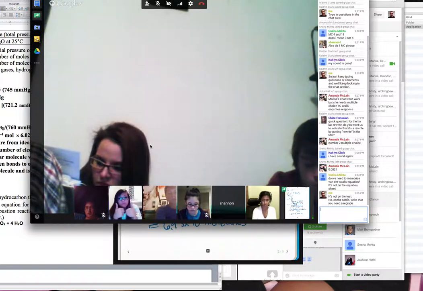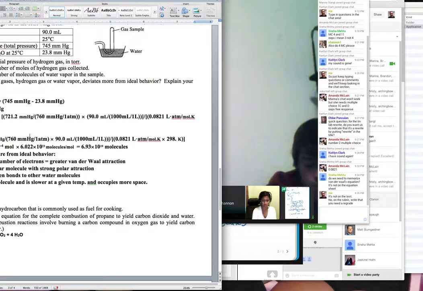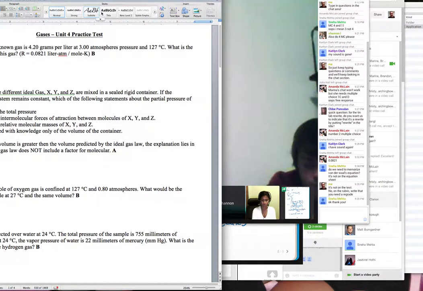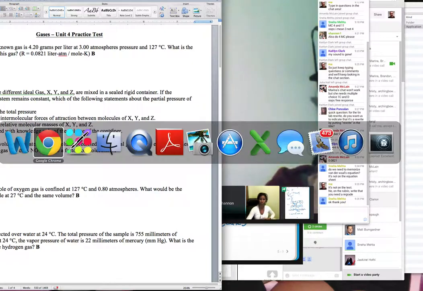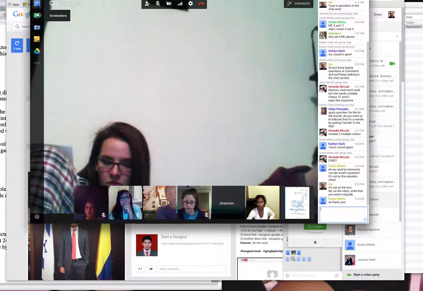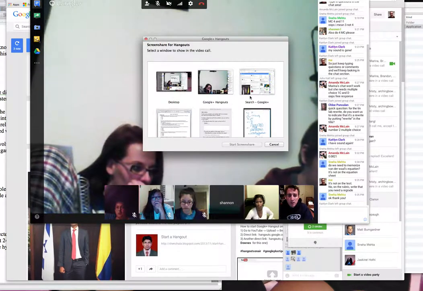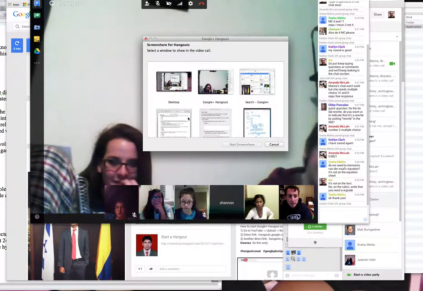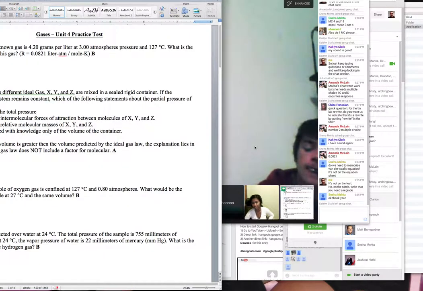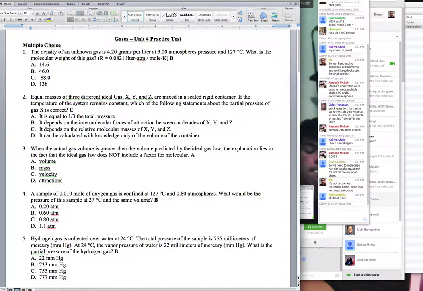Amanda, you want to see number 2 on the multiple choice. Let me screen share on this one. Number 2 says: equal masses of 3 ideal gases, X, Y, and Z, are mixed in a sealed rigid container. If the temperature of the system remains constant, which of the following statements about the partial pressure of gas X is correct? Now, the key to this is the fact that it said equal masses.